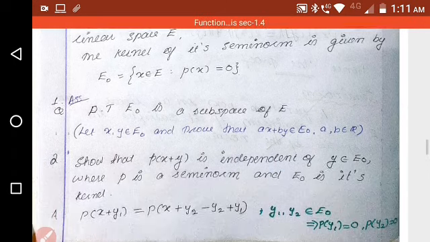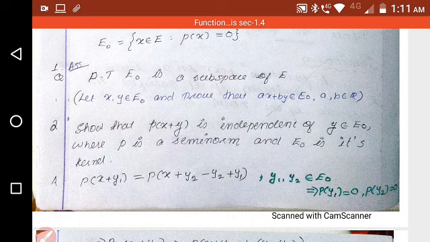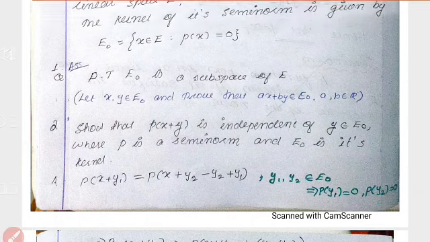Now you have one assignment, that is to prove that E naught is a subspace. That is, you should prove that the kernel is a subspace of E. By definition of subspace, if you take any arbitrary elements x and y of E naught, by definition of E naught, P of x equal to 0 and P of y equal to 0, and you have to show that it is a subspace, meaning their linear combination ax plus by belongs to E naught.